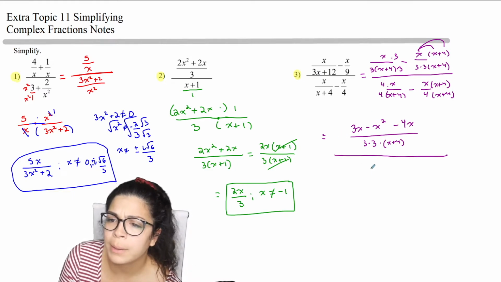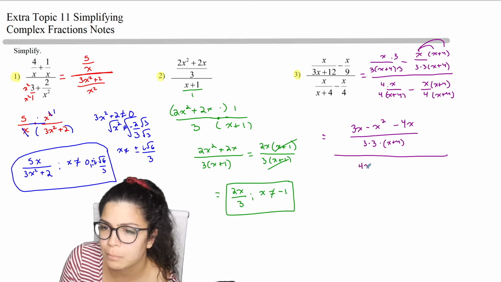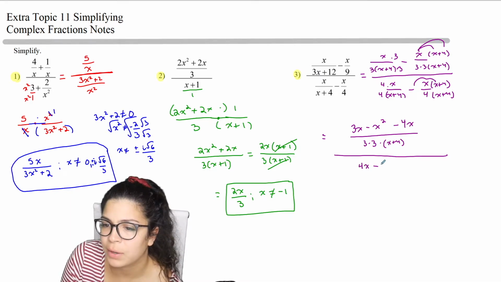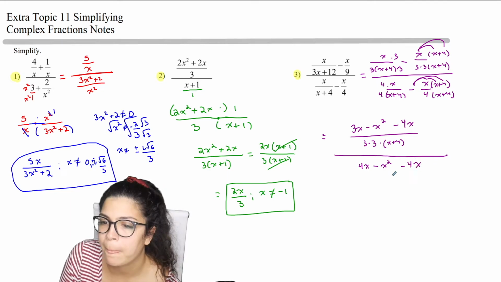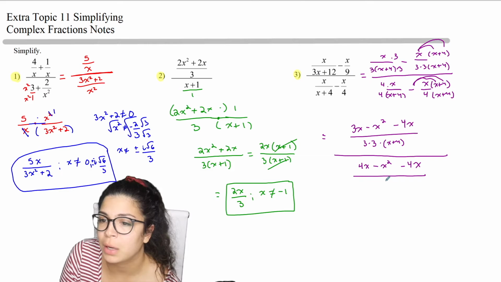And then for the denominator fraction, we have 4x minus negative x times x is negative x squared. Negative x times 4 is negative 4x. The denominator here will be the same on both, 4 times x plus 4.